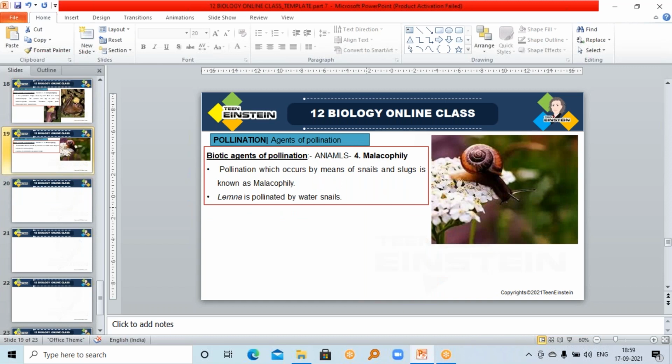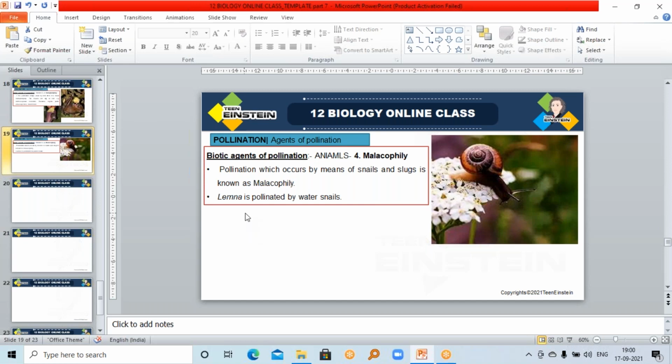And the last one is malacophily. Malacophily means pollination with the help of snails and slugs. That is called malacophily. See, when a snail is moving over this flower, the pollen grains will reach from one flower to another flower. So that's how it is helping for pollination.